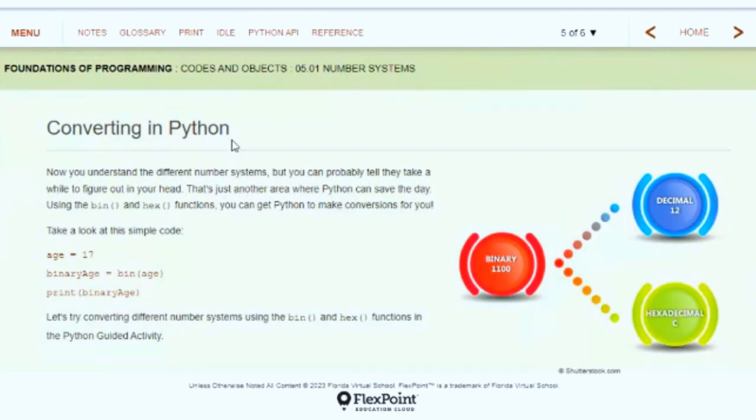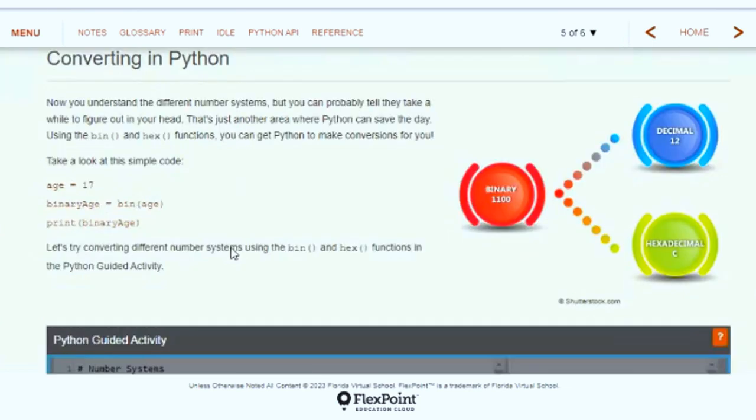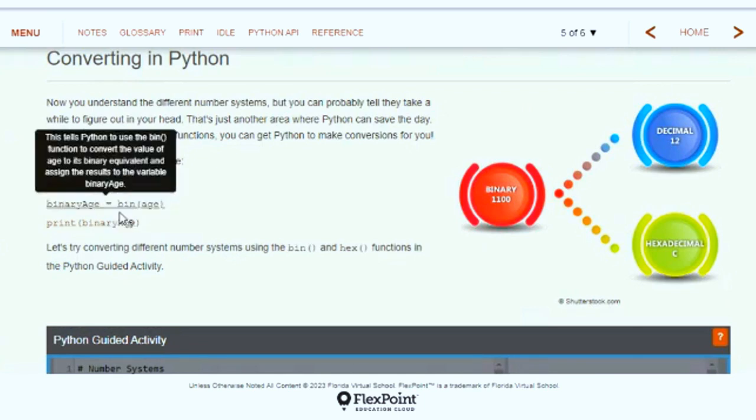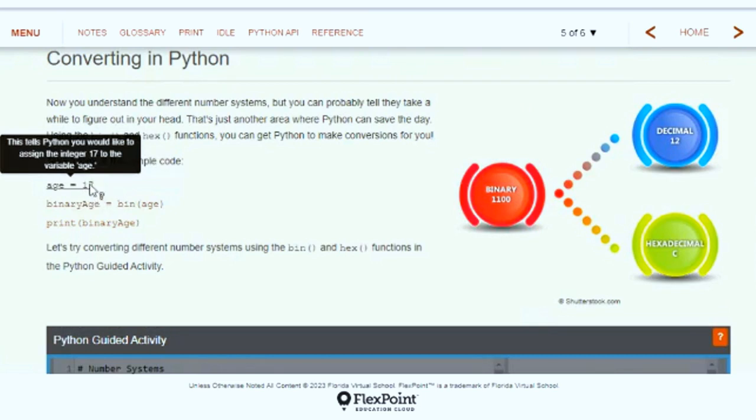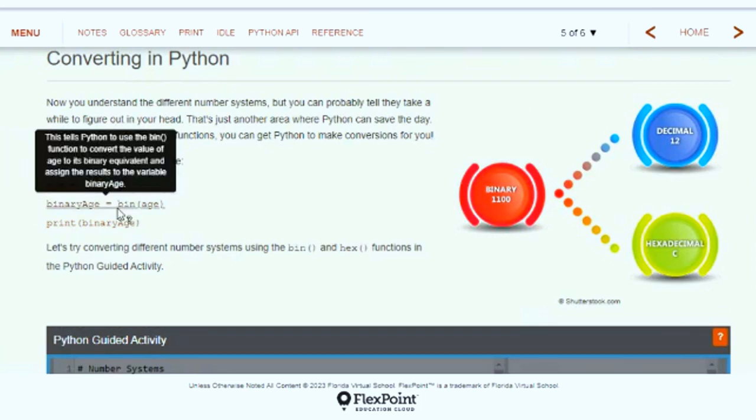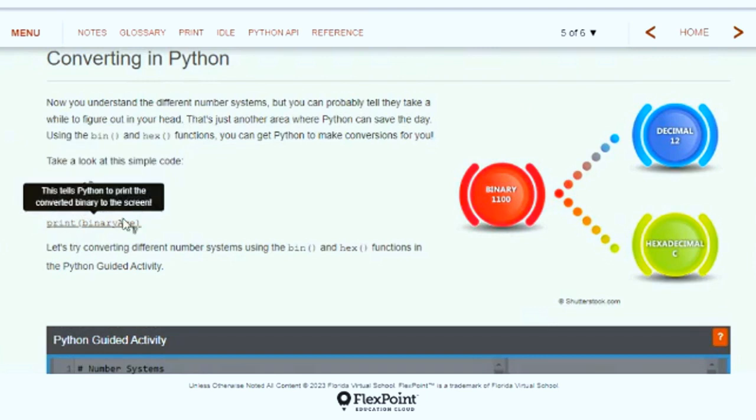Let's look over here. So I'm going to show some converting in Python. So this is nice. You can do this. Python can save the day if you're trying to convert this. So you can put age equals 17. That's a decimal number, right? That's the numbers we're used to, 17. And then we could say, okay, we're going to take binary_age as a variable name, and we're going to make it equal to the binary of age. So it says take this decimal number and convert it to binary and save it here, and then just print that.